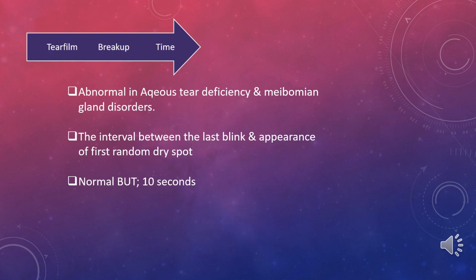The time interval between the last blink and the appearance of a random dry spot on the cornea of the patient indicates the breakup time of the tear film. It is abnormal in aqueous tear deficiency as well as meibomian gland disorders.